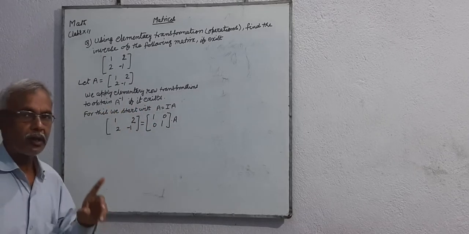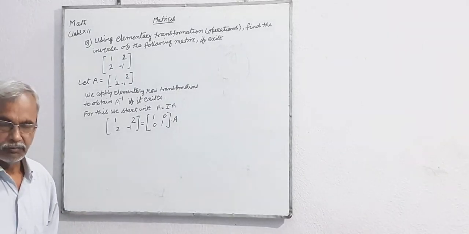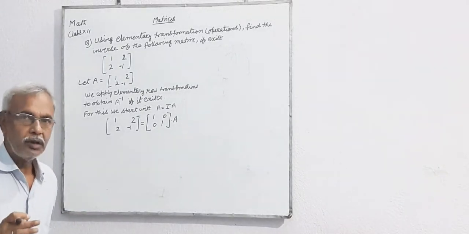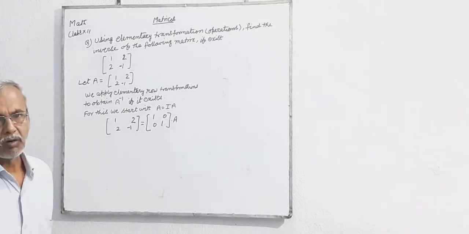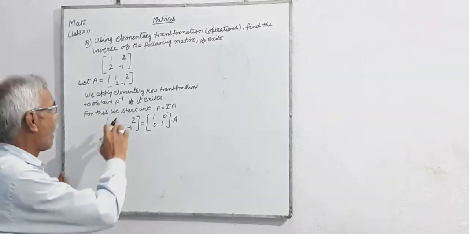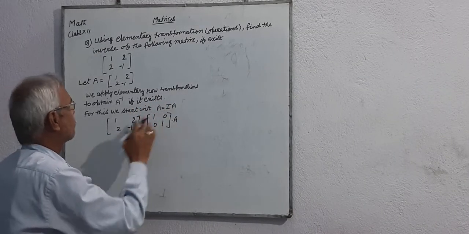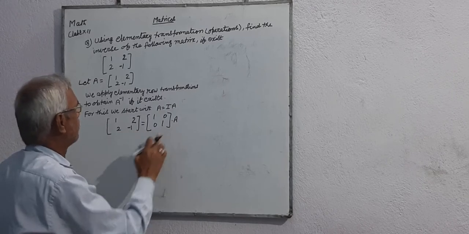If all elements of any row or any column convert into 0, the inverse does not exist. If the inverse exists, for this we start with A equals I_n.